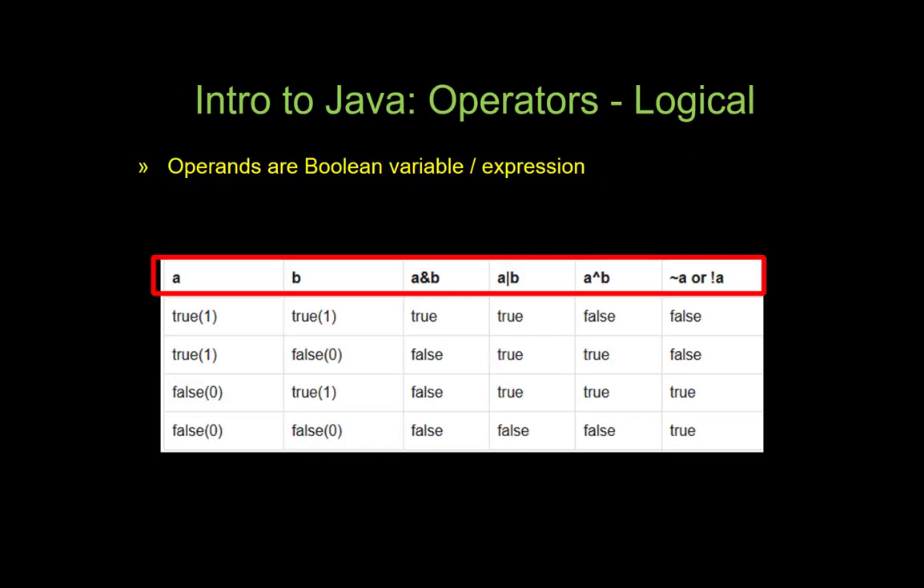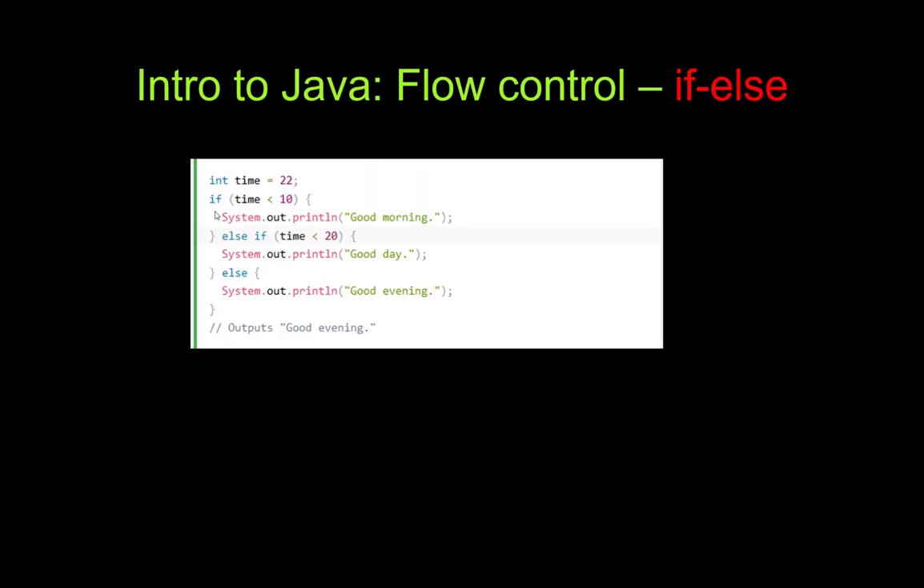Here are the relational operators, same as what you already know from Python. Here are the logical operators: a and b, and is written as &&, a or b with a vertical bar, a exclusive-or b with a caret, and not a. Here is the if-else statement. If something, print this, else if something, print this, else print this.